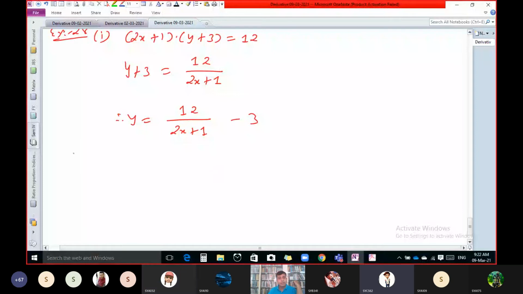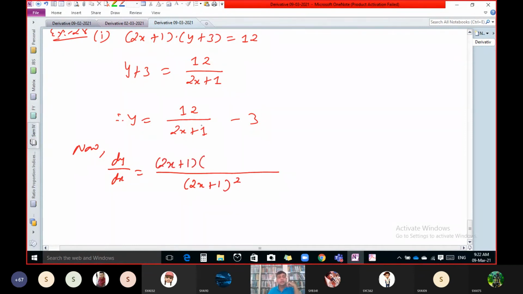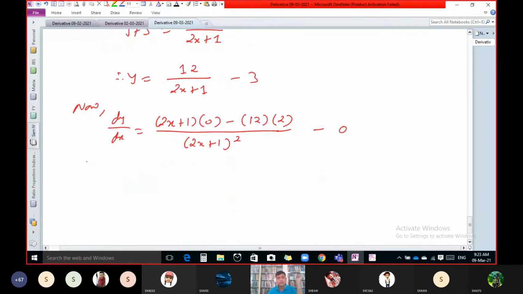Simplification or derivative? Derivative, correct. So now dy by dx. For the first part, 2x plus 1 the whole square. Then 2x plus 1 as it is. Now the derivative of 12 is 0, minus 0. 12 as it is. Derivative of 2x plus 1 is 2. Minus, what is the derivative of 3? 0. Correct. So what is my final answer?